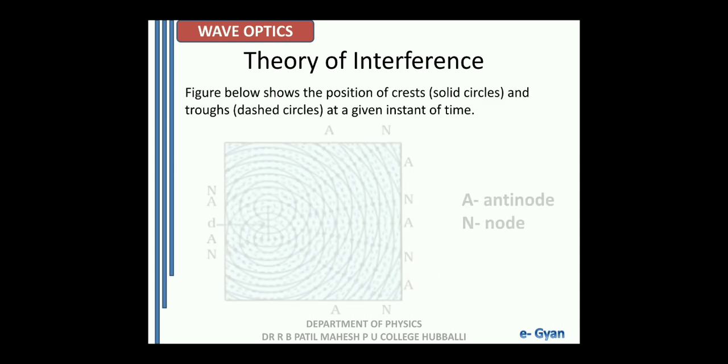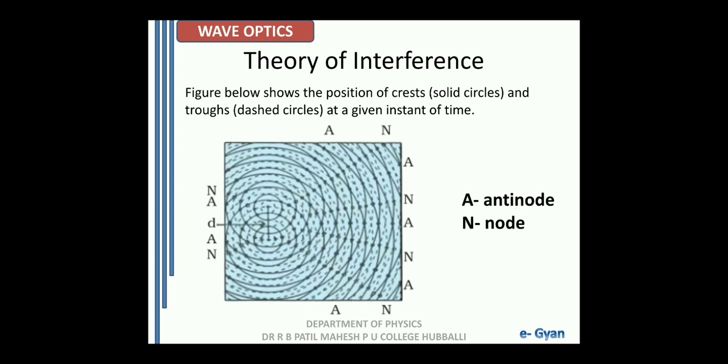Now let us try to understand the diagram given below. Here we have two sources which produce the disturbance. The disturbance has been shown in the form of circles. The solid circles show the crest and the dashed circles show the trough. So the possibility is that the crest of a wave can superpose with the crest of a second wave. Similarly, the trough of the first can superpose with the trough of the second.